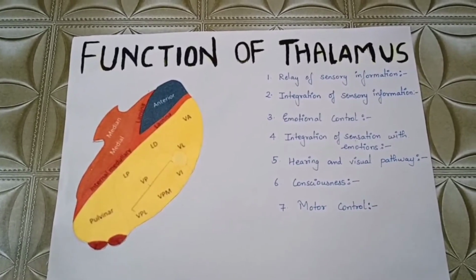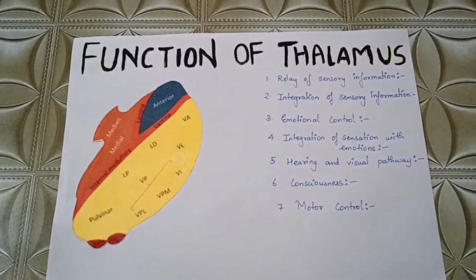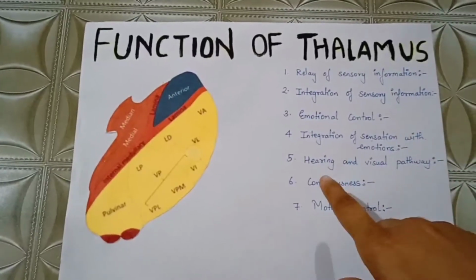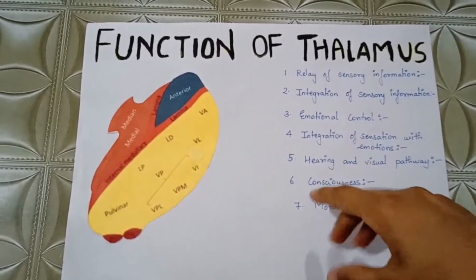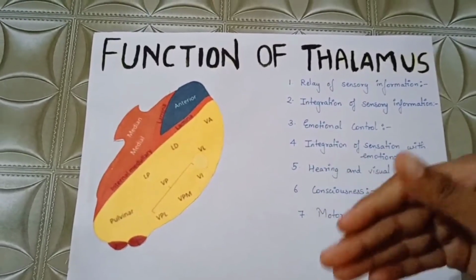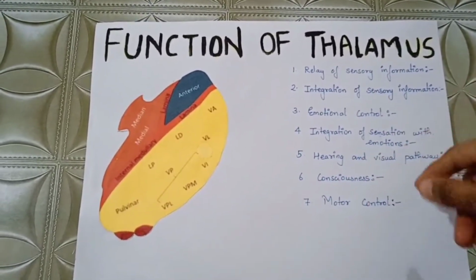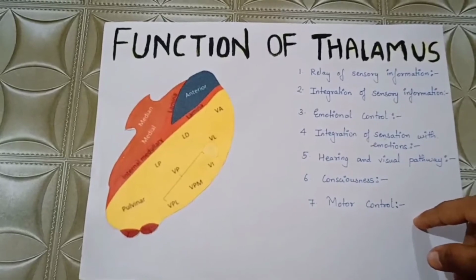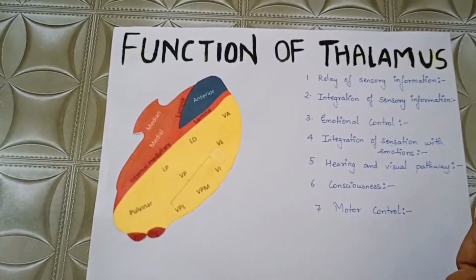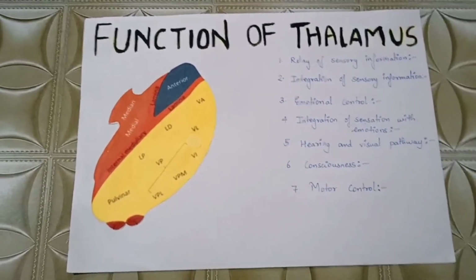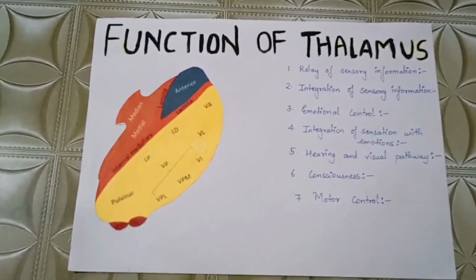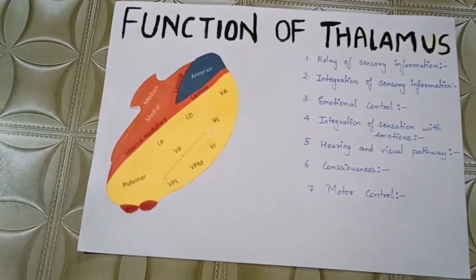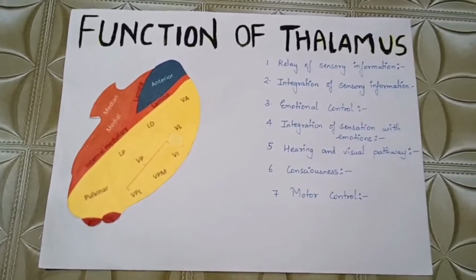Next point is consciousness. The levels of consciousness is controlled by the interlaminar nuclei of thalamus. This nuclei receives information from the reticular formation and control the activity of other thalamic nuclei. Thus, these nuclei control the overall activity of cortex, influencing the levels of consciousness and alertness in a person.